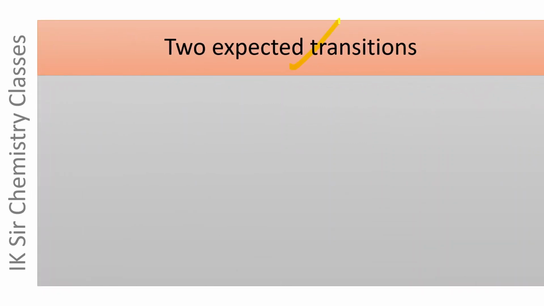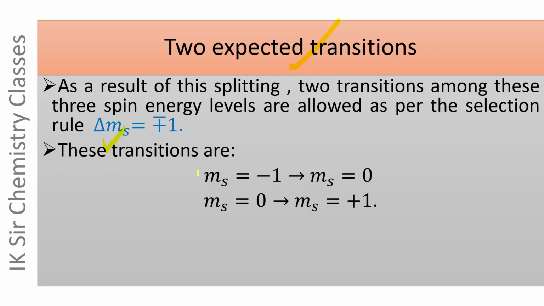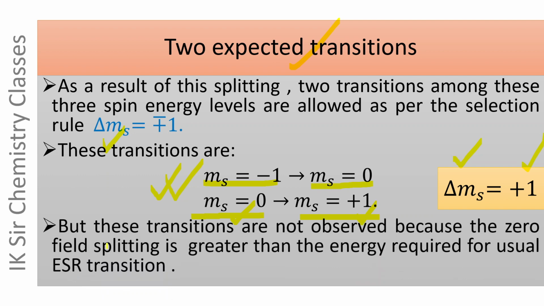Two expected transitions. As a result of this splitting, two transitions among these 3 spin energy levels are allowed as per the selection rule delta ms equals plus minus 1, and these transitions are ms equals minus 1 to ms equals 0 and ms equals 0 to ms equals plus 1. Both these transitions involve delta ms equals plus 1. But these transitions are not observed because the zero field splitting is greater than the energy required for the usual ESR transition.